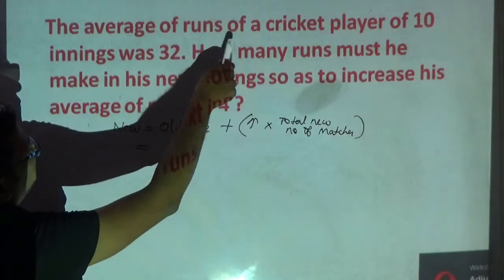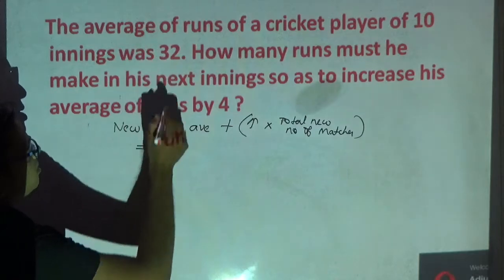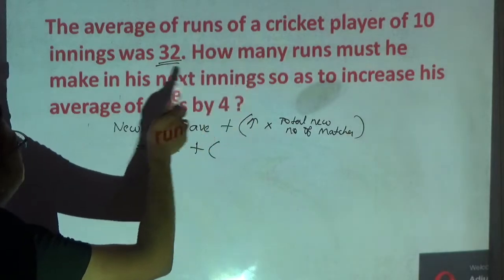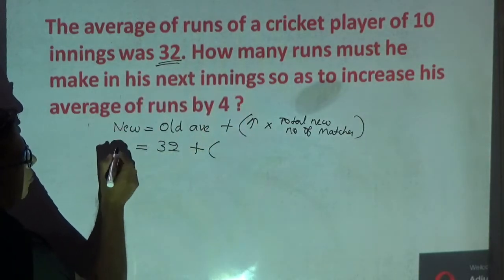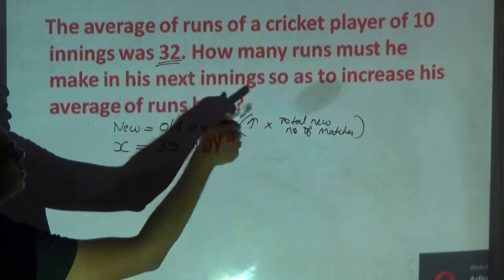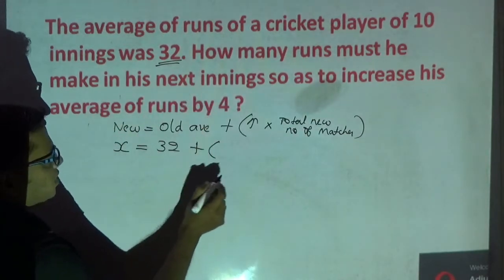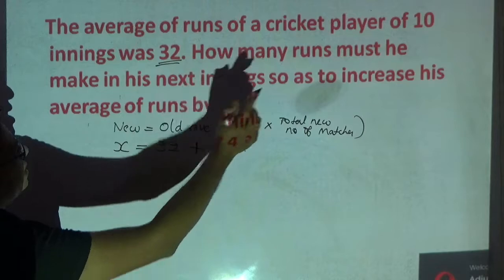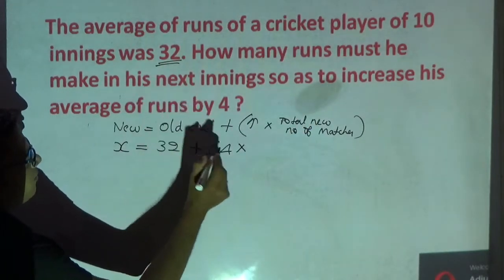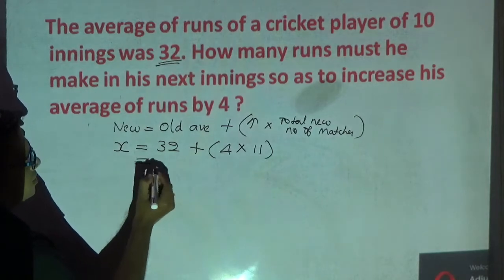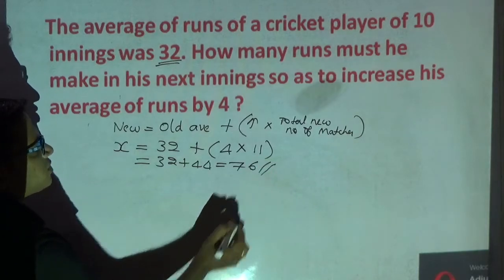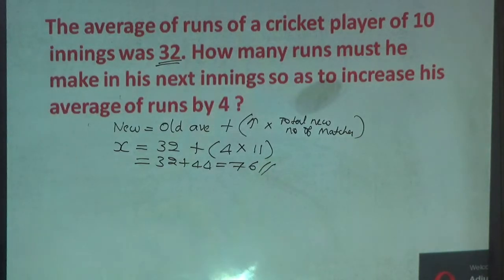Now, the average runs of a cricket player over 10 innings was 32. That means the old average, I know, is 32, plus the new score that I want to find out. To increase his average by 4 runs, the increase in average is 4. After that, how many matches has he played in total? The first 10 matches and the new match, 10 plus 1, that is 11. So then 32 plus 44, this will be 76. If he scores 76 in the next match, his average increases by 4 runs.